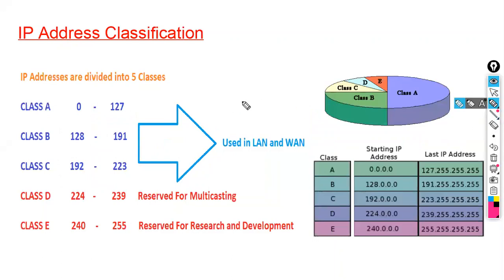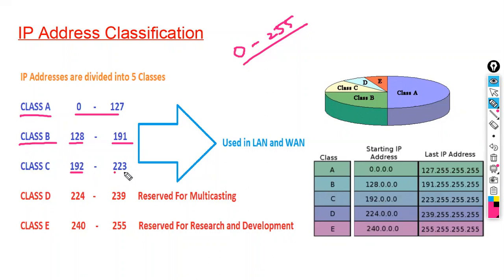And guys, as we have just discussed, the range is from 0 to 255. Again, this range is divided in 5 classes. From 0 to 127, it is called class A. From 128 to 191, it is called class B. From 192 to 223, it is called class C.